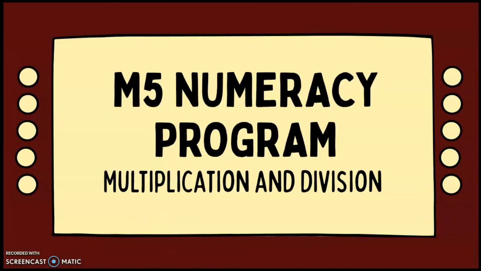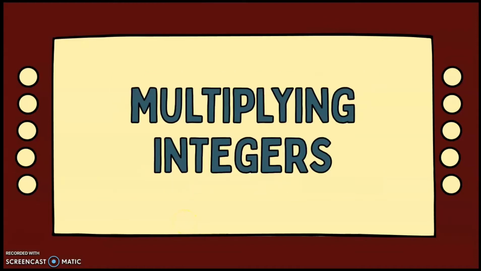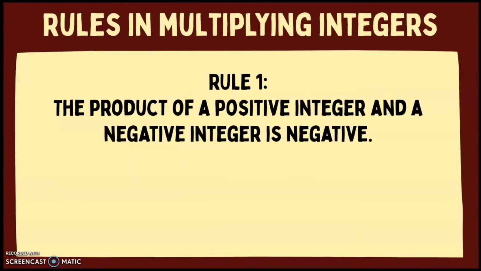Good day everyone. In this video, we will be discussing how to multiply and divide integers. So let's begin in multiplying integers. By the way, when we say integers, these are the numbers that include positive and negative numbers, including 0. So there are 3 rules in multiplying integers.